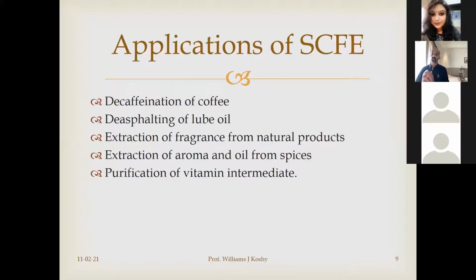तो इसीलिए कॉफी बीन्स के अंदर से कैफीन का जो कंटेंट है उसको रिड्यूस करने के लिए सुपरक्रिटिकल एक्सट्रैक्शन इज़ यूज़्ड. सिमिलरली ल्यूब ऑयल्स के अंदर एस्फाल्ट जो कंटेंट है उसको रिमूव करने के लिए वी यूज़ सुपरक्रिटिकल एक्सट्रैक्शन. द एग्जांपल दैट आई गिव, एक्सट्रैक्शन ऑफ फ्रेग्रेंस फ्रॉम नेचुरल प्रोडक्ट्स.